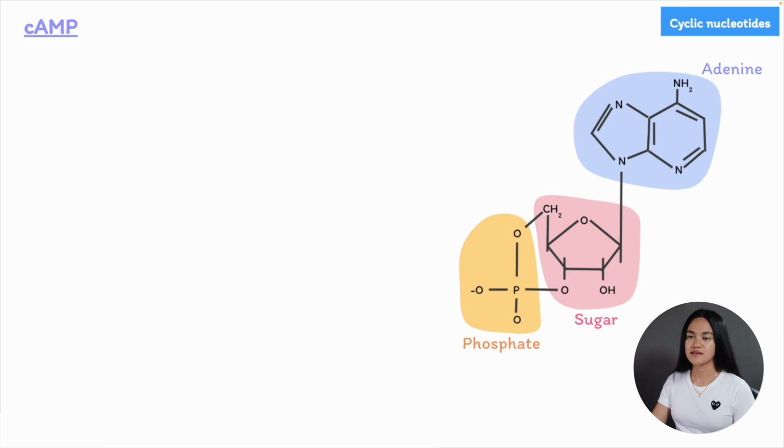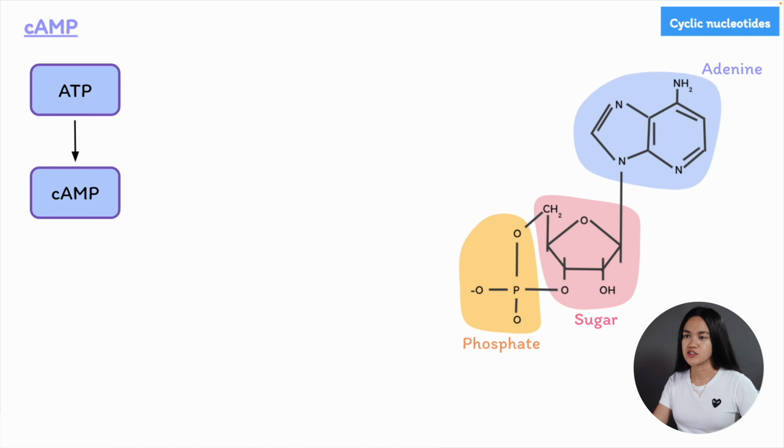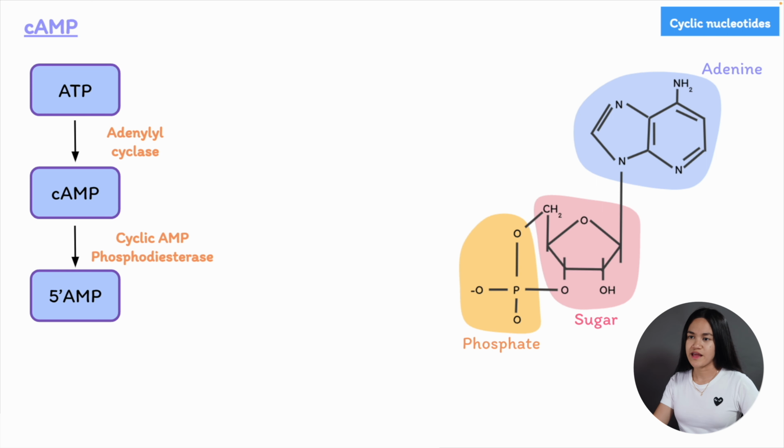Similar to cyclic GMP, cyclic AMP goes through a series of enzymatic steps to form and break down. Cyclic AMP is formed from a triphosphate nucleotide, ATP, which serves as the starting material right here. Adenylyl cyclase is the enzyme responsible for converting ATP into cyclic AMP. Once formed, cyclic AMP is active. Now, there is a variety of phosphodiesterase that can also degrade and deactivate it, just like cyclic GMP.